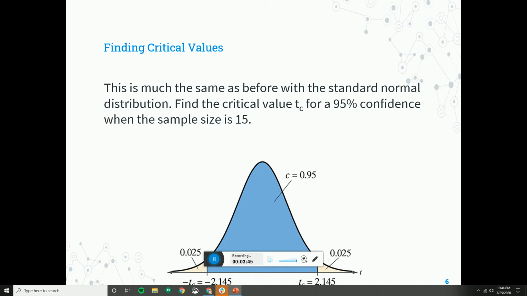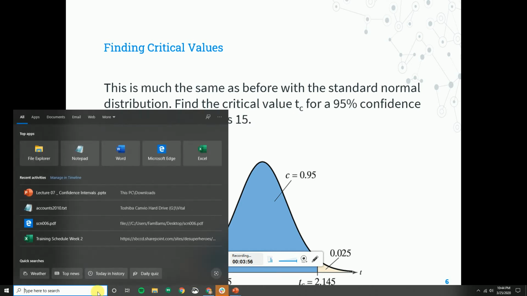This will be the same way that we've calculated critical values in the past. So I've got to be able to figure out how much is in this tail. I've got to input that into Excel so that it can give me back this value down here. So let's go over to Excel and try that out.